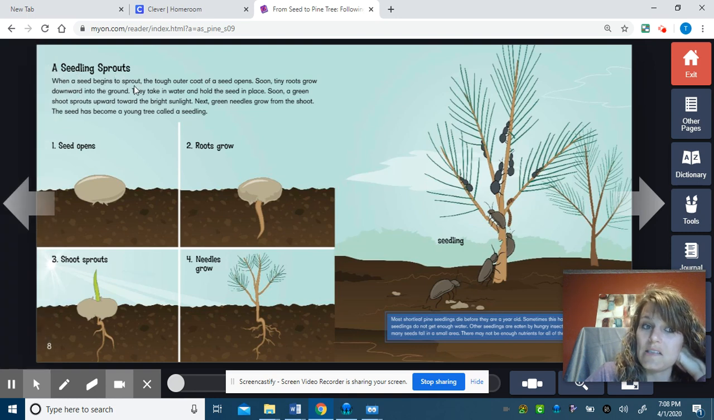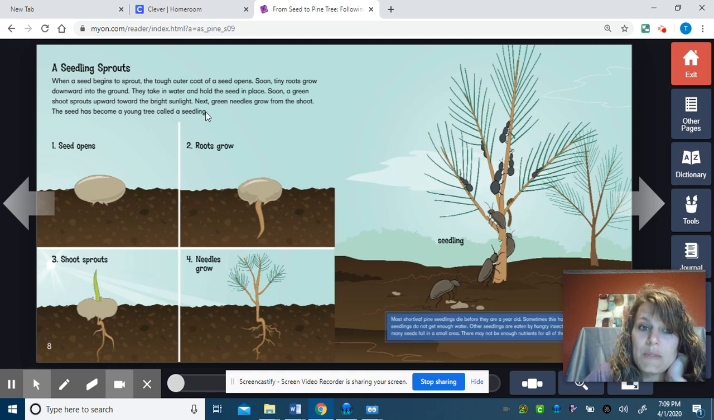A seedling sprouts. When a seed begins to sprout, the tough outer coat of the seed opens. Soon, tiny roots grow downward into the ground. They take in water and hold the seed in place. Soon, a green shoot sprouts upward toward the bright sunlight. Next, the green needles grow from the shoot. The seed has become a young tree called a seedling.